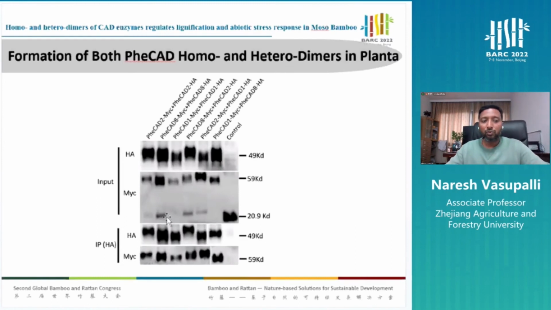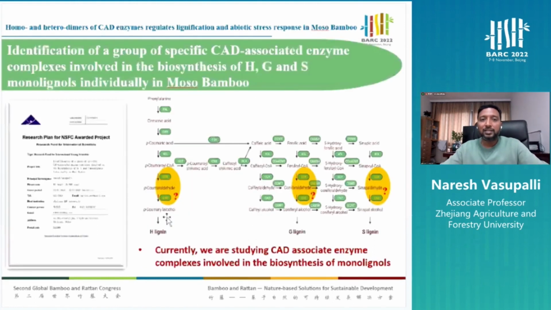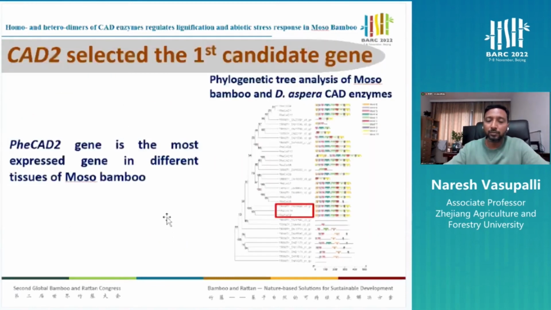Based on these results, we conclude that the failure to form heterodimers in yeast is mainly because of two reasons. One, post-translational modifications, and two, the absence of proteins like MSBP, which help to bind these enzymes. Based on these results, I wrote a project and it was accepted for NSFC. So currently we are studying CAD-associated enzyme complexes involved in the biosynthesis of monolignols.